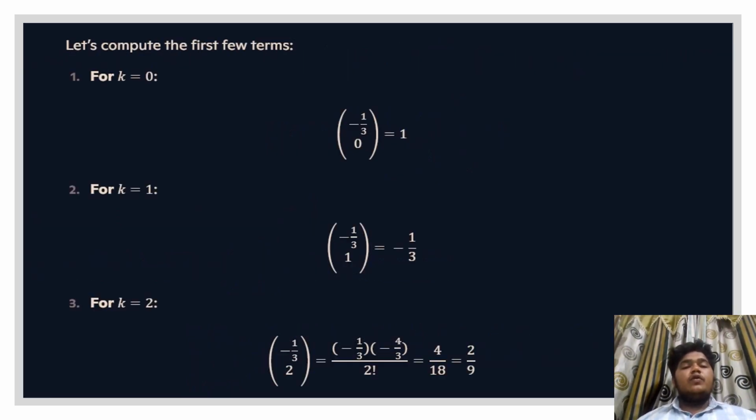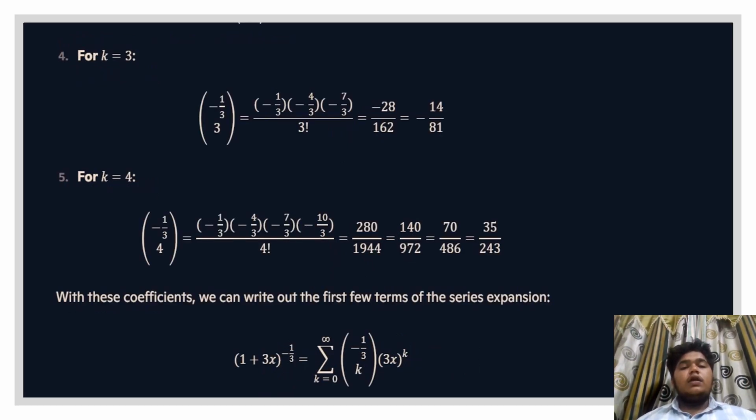Let's compute the first few terms. For k = 0, (-1/3 choose 0) = 1. For k = 1, (-1/3 choose 1) = -1/3. For k = 2, (-1/3 choose 2) = (-1/3)(-4/3)/2! = 4/18 = 2/9. For k = 3, (-1/3 choose 3) = (-1/3)(-4/3)(-7/3)/3! = -28/162 = -14/81.